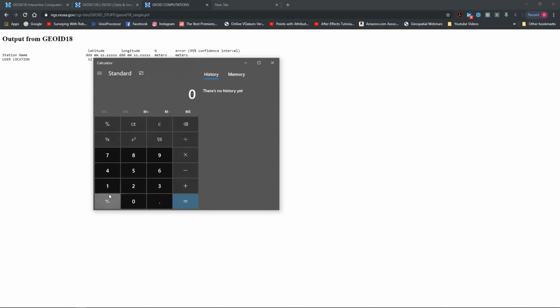So we have 26.442 minus 26.431 times 3.28083333. That made about a 0.04 foot difference between that same position between Geoid 12B and Geoid 18.